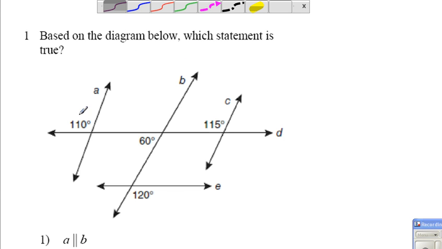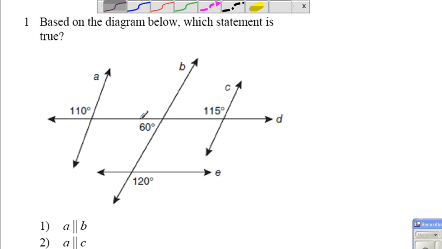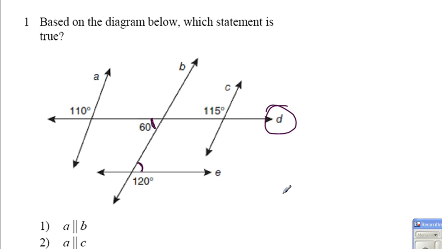So here we have the picture, and when you look through the choices, they're all about parallel. When you look into that, we realize that this is a 60-degree angle. But not only that, this is also a 60-degree angle because it is the supplement of 120, which makes these two alternate angles. Since they're congruent, we realize that line segment D and E must be parallel to each other.